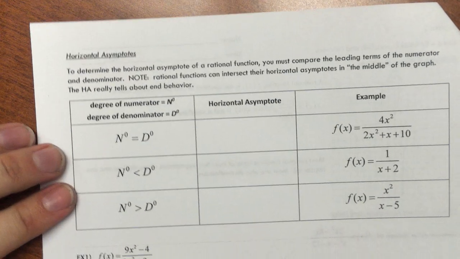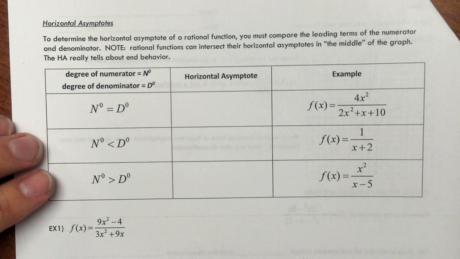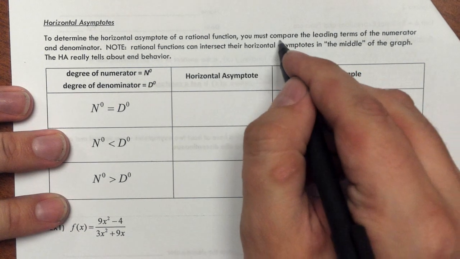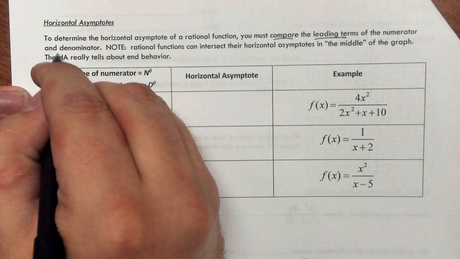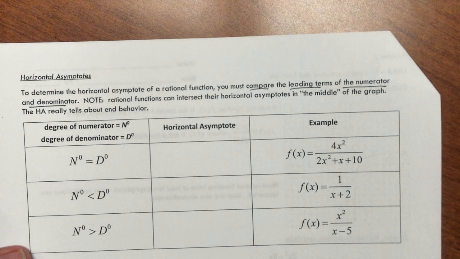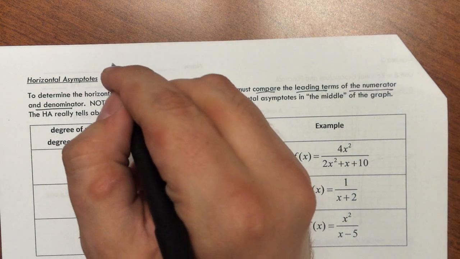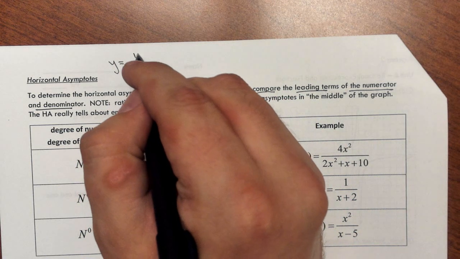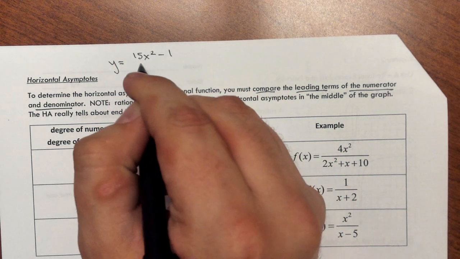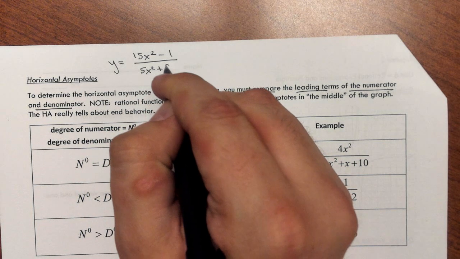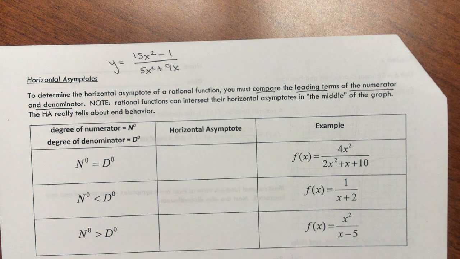Pardon. We already found vertical asymptotes. What we need to look at are how to find horizontal asymptotes. Well, the idea of horizontal asymptotes is what you're going to do is compare the leading terms of the numerator and the denominator. Okay? And you have to think about a couple examples that I can show you right here. If I said something like y equals 15x squared minus 1 over 5x squared plus 9x or anything like that.